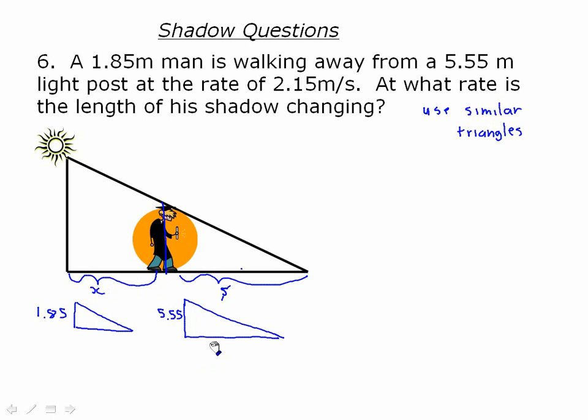Because the 5.55 triangle, the horizontal side will be x plus s, whereas the 1.85 one is s, like that. And similar triangles, of course, have the property that the ratios of the sides are always going to be the same. So 5.55 over x plus s will be equal to 1.85 over s.